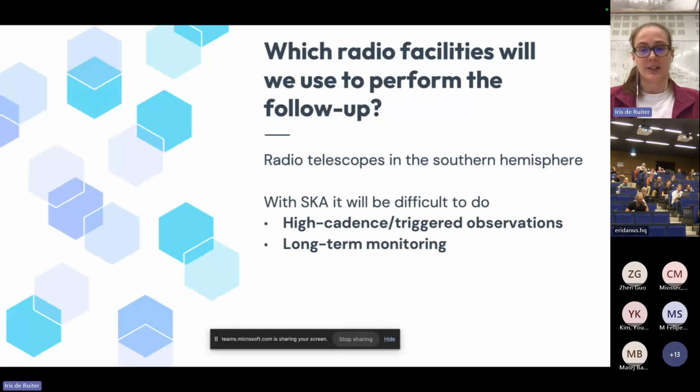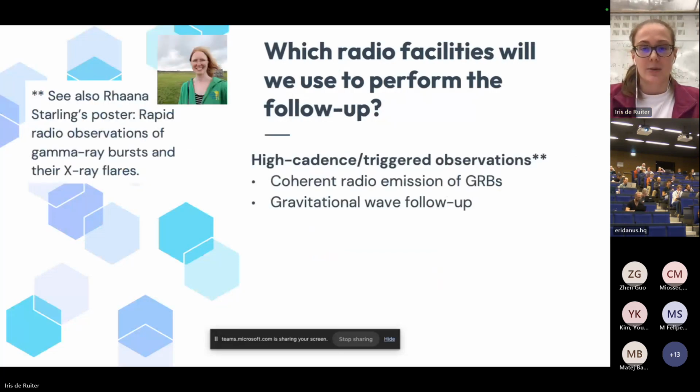So to give an example of why high cadence monitoring and long-term monitoring are interesting, especially looking at it from a transient perspective. For example, in the radio, we want to look for coherent radio emissions, so sort of these fast radio burst-like signatures that come from gamma ray bursts or from binary neutron star mergers. And for that, we want to look as close as possible to the event, to the gamma ray burst or to the gravitational wave event.